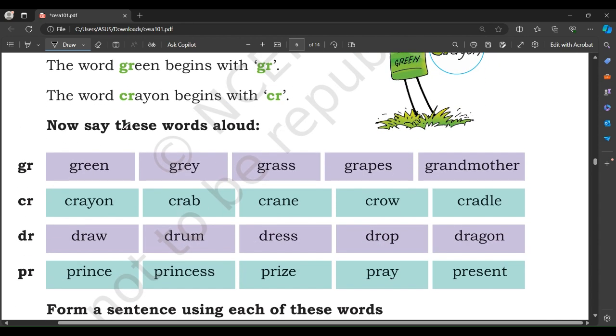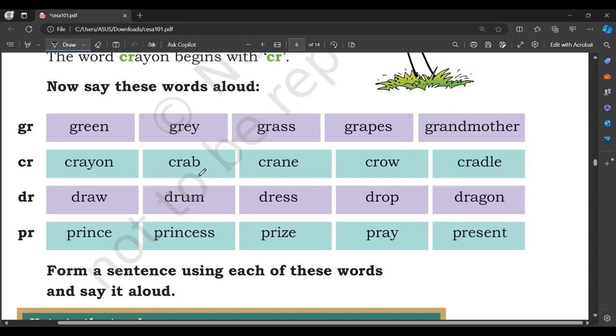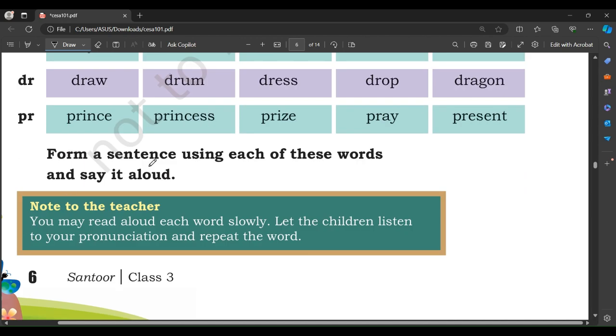Now say these words aloud. Green, gray, grass, grapes, grandmother, cr, crayon, crab, crane, crow, cradle, dr, draw, drum, dress, drop, dragon, pr, prince, princess, prize, pray, and press it. These are blends. Gr, cr, dr, pr. Form a sentence using each of these words and say it aloud.